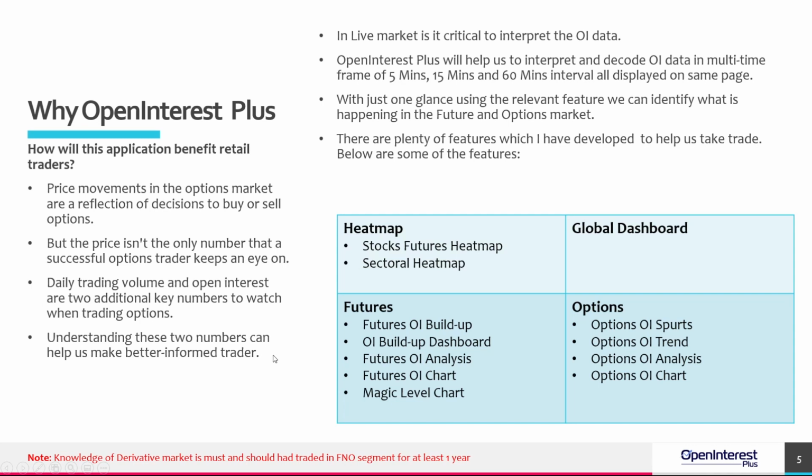But what do most retail traders do? We look at the index movement. If it is bullish, then we go ahead and buy the at the money call. Or if the index is bearish, then we look at the put option and start buying the put option. So this is generally the mindset that we have.